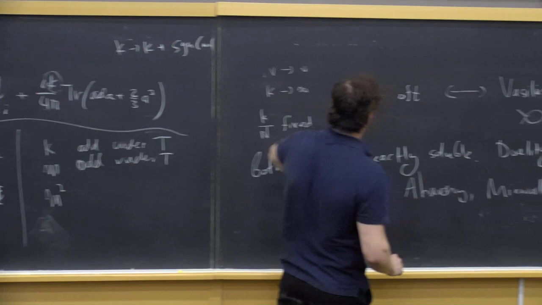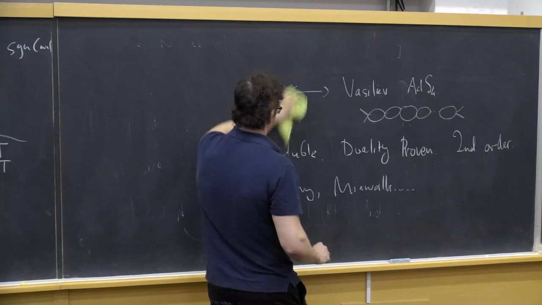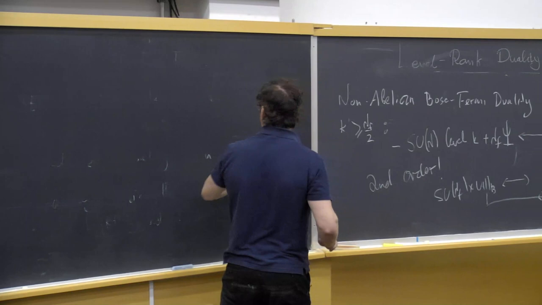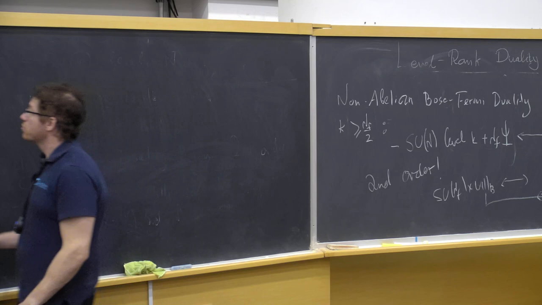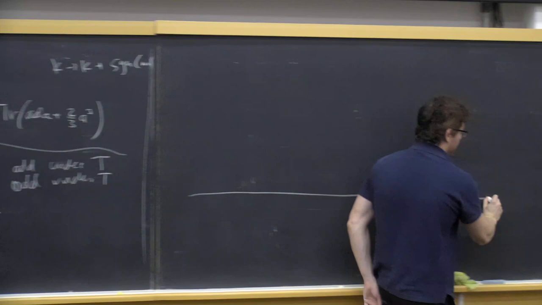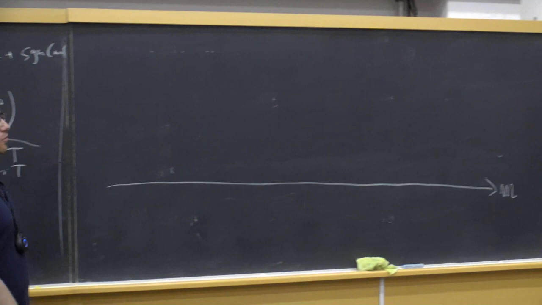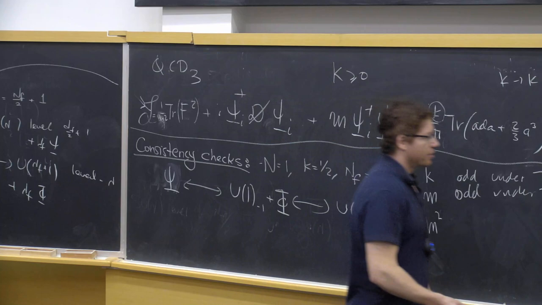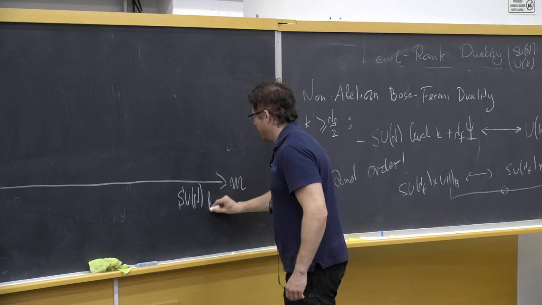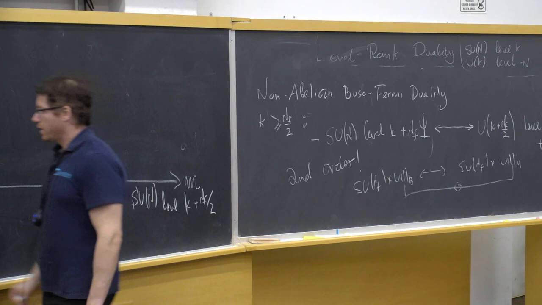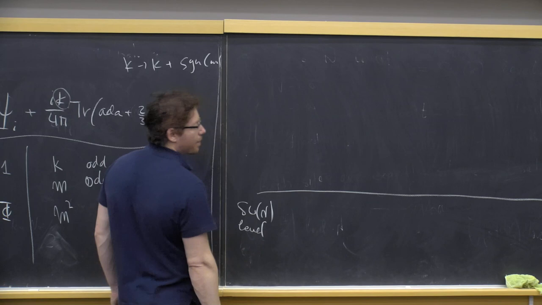This proposal has less consistency checks than the other one because it's more about the strongly coupled regime. But on the other hand, it's accessible by lattice computations. So the lattice people should be able to tell us if this is true. So I'm just going to draw a diagram. This is M. And so what do we know for sure? We know that at large M, we have SU(N). This is always true. SU(N) level k plus nf over 2. And at small m, we have SU(N) at level k minus nf over 2.